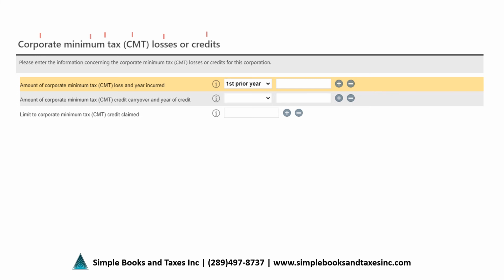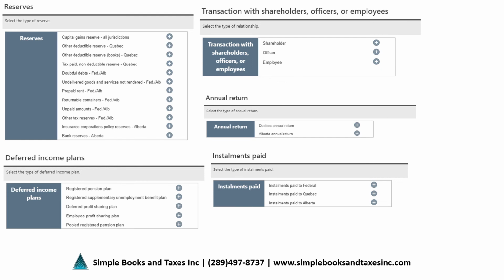So if the company incurs losses for several years, you may find that the amount of corporate minimum tax CMT loss and year incurred will be appearing over here. And the amount of corporate minimum tax CMT credit carryover and year of credit will appear over here, if any. Limit to corporate minimum tax CMT credit claimed will appear over here. The following does not apply to our example.